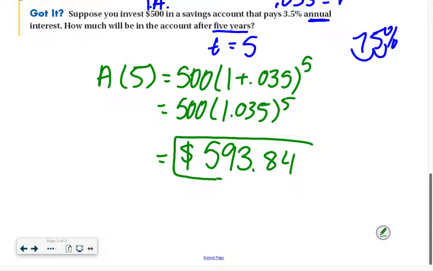593.84. Money gives 2 decimal spots because we got cents.